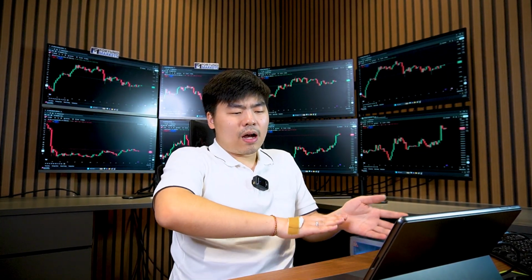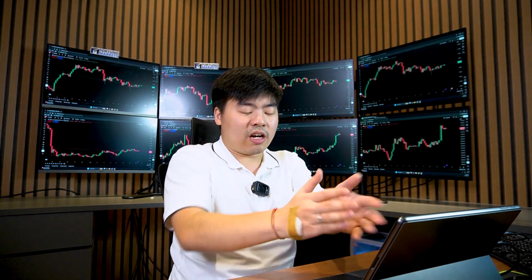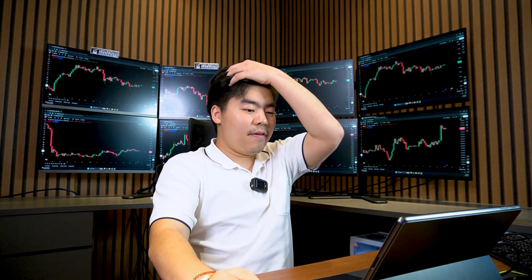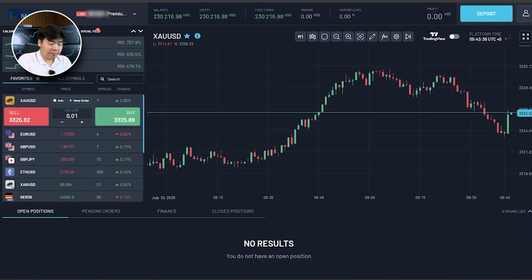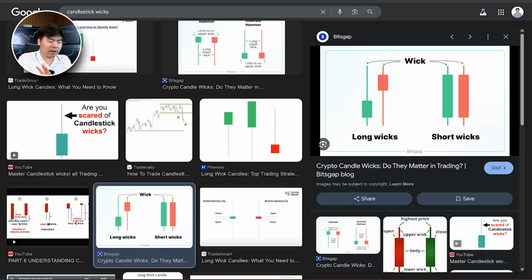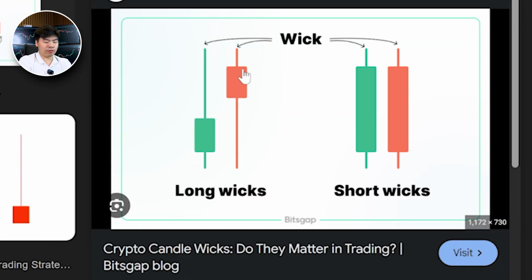Okay, after you know how to read a candlestick, how do you apply it to candlestick patterns? Or which candlestick pattern is the best? Basically, if a market has a long wick, I will show you here. So you don't need to remember any candlestick pattern. Basically, okay, this is a very good representation.